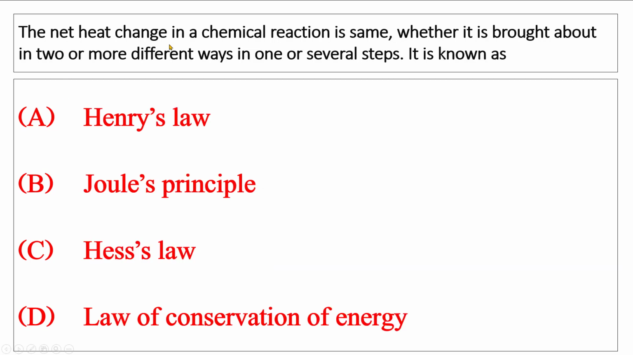The net heat change in a chemical reaction is the same whether it is brought about in two or more different ways, in one or several steps. It is known as Henry's law, Joule's principle, Hess's law, law of conservation of energy. Correct option is C. Hess's law.